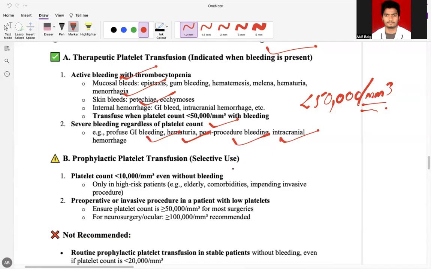Prophylactic platelet transfusion is only for selective uses. It has to be given only if the platelet count is less than 10,000.